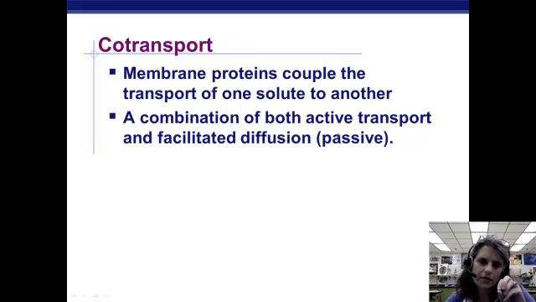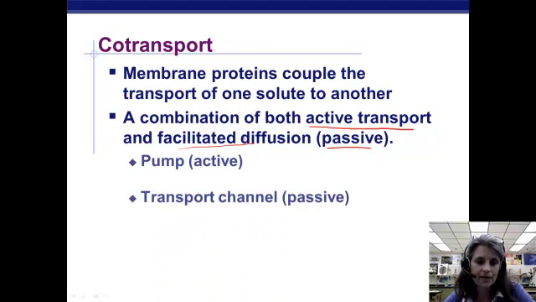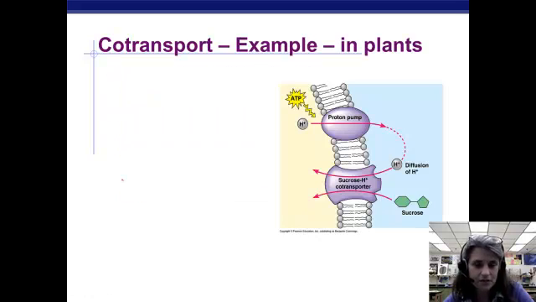Essentially in cotransport, there is some substance we really want to move. There's another substance that we don't care nearly as much about, but we're going to use that substance to move the other. Okay? So I want you to understand this is going to be a combination of active and passive transport in terms of this facilitated diffusion idea. So we'll have a pump coupled with a transport channel. There's a pump that's going to use energy coupled with a transport channel that doesn't really use energy.